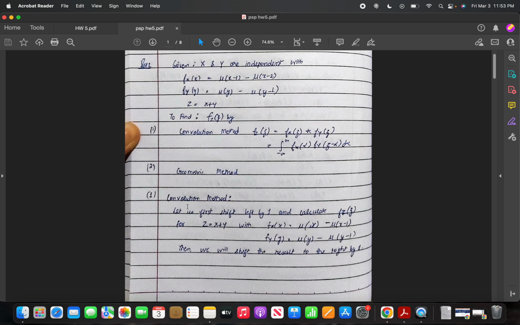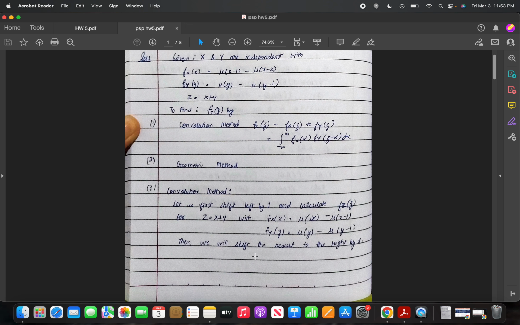So first of all, to start off with the convolution method, we'll shift left by 1. This will cause our PDF of x to be changed as follows. So initially it's u of x minus 1 minus u of x minus 2. On shifting left by 1, we'll get u of x minus u of x minus 1, and PDF of y will be same as before. Whatever result we get after convolution method, we'll have to shift that to right by 1 since we are shifting it to left initially.